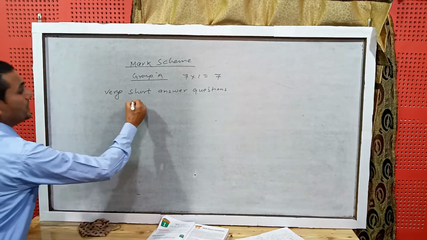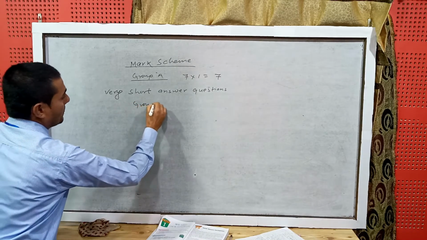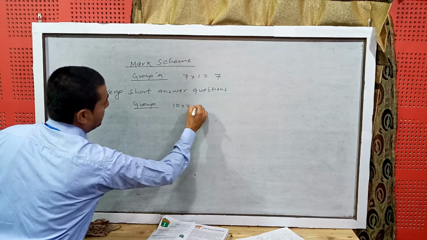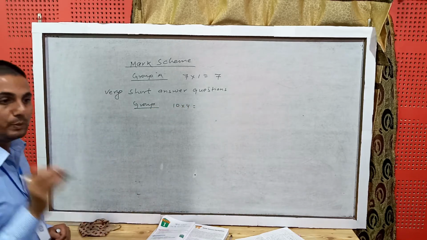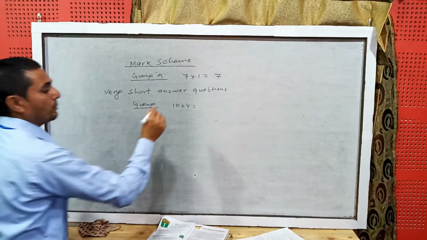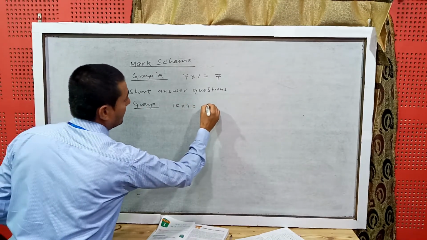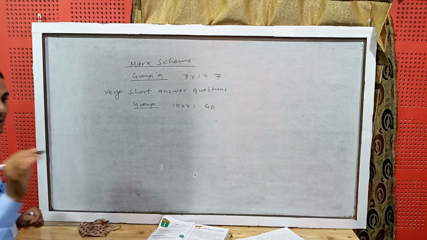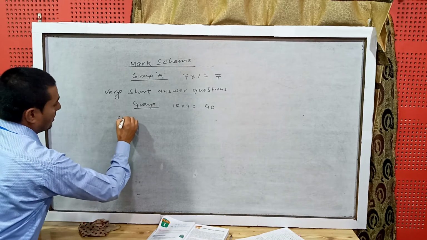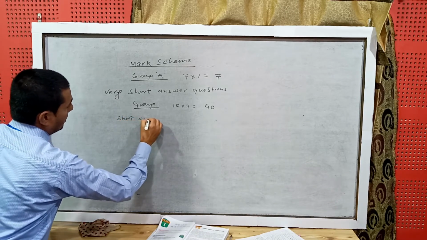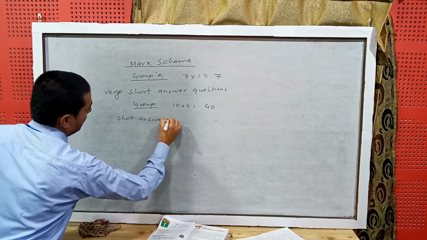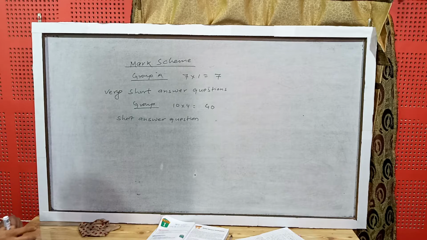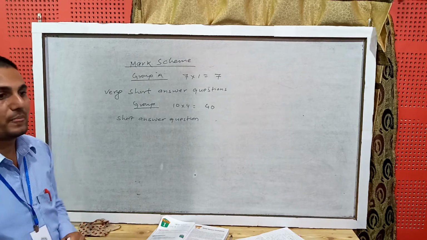Similarly, altogether 10 questions are asked in Group B, consisting of 4 marks each and total 40 marks. And you have to write short answers, as you are asked short answer questions in Group B.